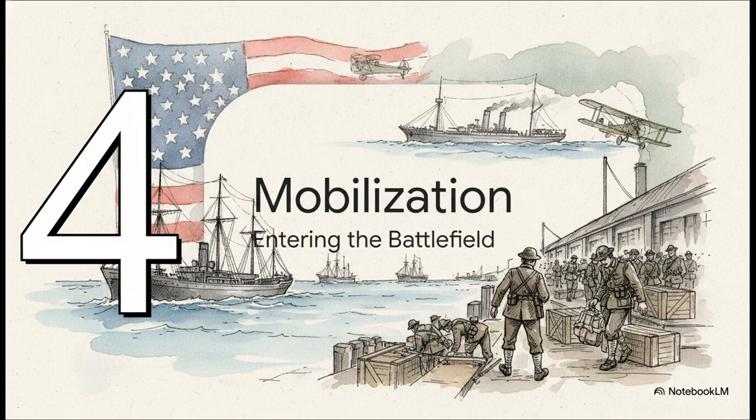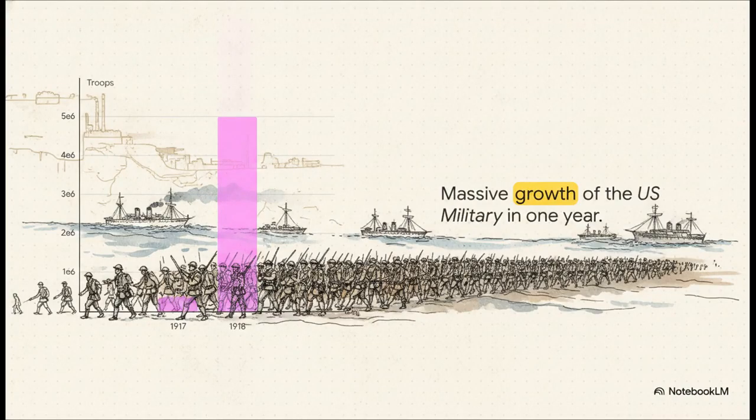Moving right along to Chapter 4, Mobilization and the Battlefield. Just take a second to look at this growth. In 1917, the combined American armed forces had a mere 370,000 personnel. Within one single year, that number exploded to nearly 5 million. I mean, calling up, training, and equipping a modern army of that scale from scratch is just a monumental logistical feat. So, for most of 1917, the actual flow of troops to France was really just a trickle. But beneath the surface, the sheer industrial might of the U.S. was being totally unleashed. And by late 1917, the Atlantic was cleared of U-boats, paving the way for one of the largest troop deployments in human history.